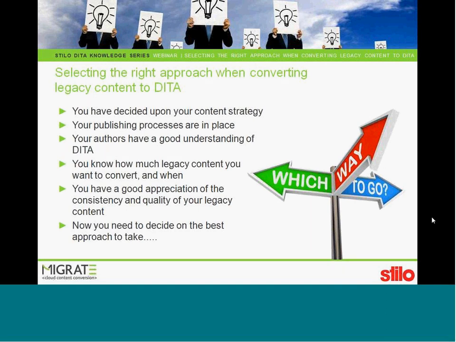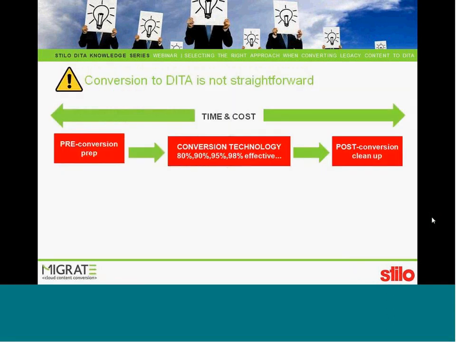But before deciding directions or any approaches to take, you should have a few things ticked off first. You should have by now decided upon your content strategy. We should be assuming a publishing process is in place. Authors have been trained and have a good understanding of DITA. You know how much legacy content you want to convert and when you want to convert it. You have a good appreciation of the consistency and quality of your legacy content. You've probably done some sort of audit or content analysis by now. And now you want to decide on the best approach to take.